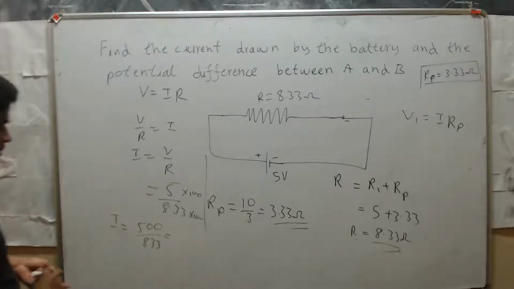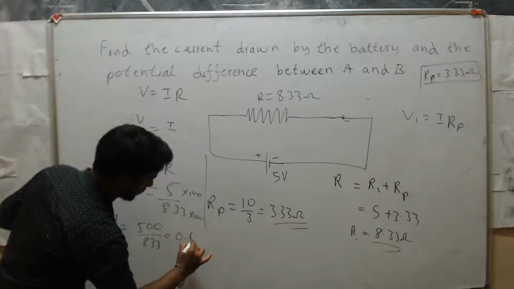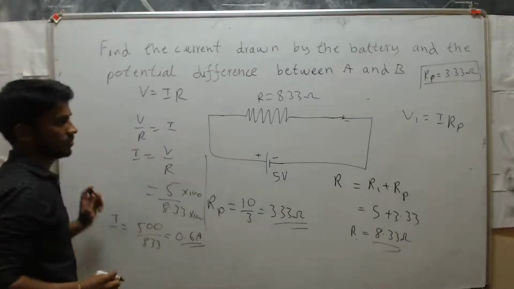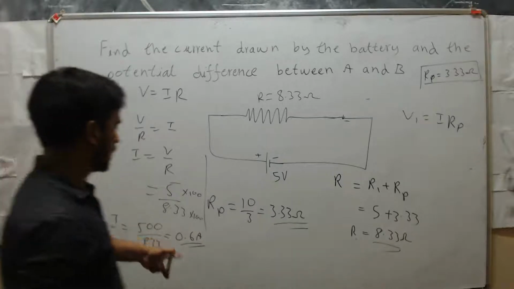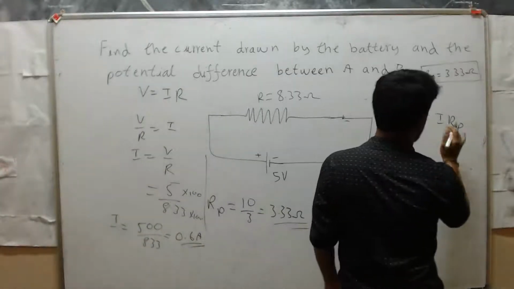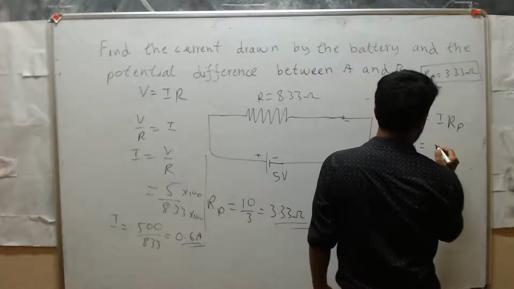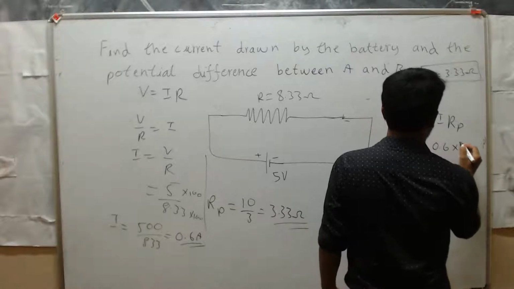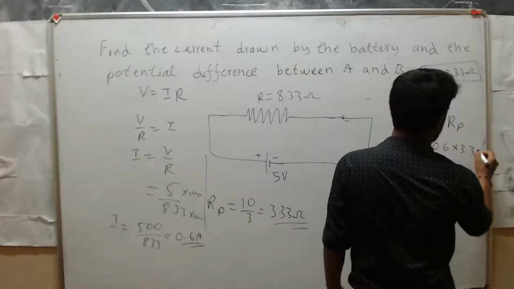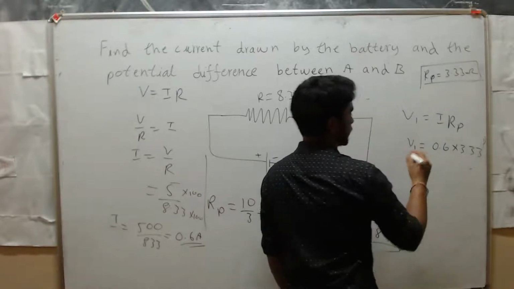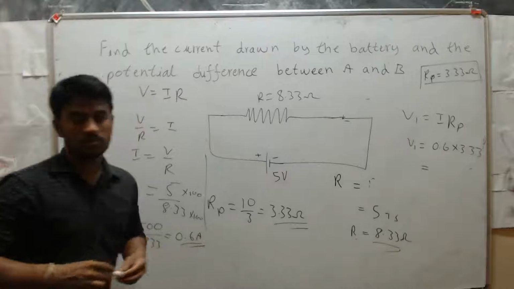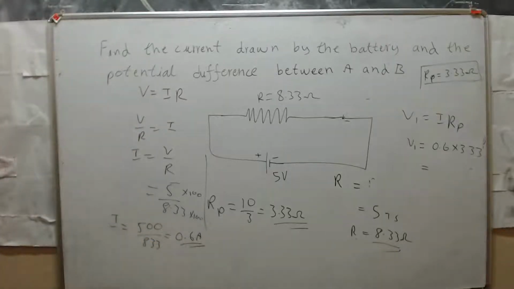Okay, when you find it later, you will get 0.6 ampere. So now we have a current, right? So now substitute here. V1 is equal to 0.6 into RP value, that is 3.33. Now multiply these two. Here you get the answer. V1 means what? Voltage between point A and B.